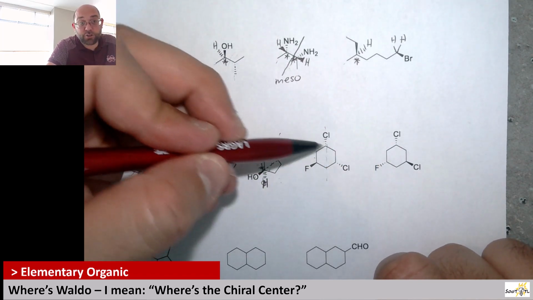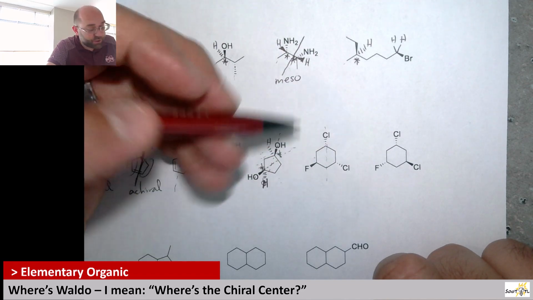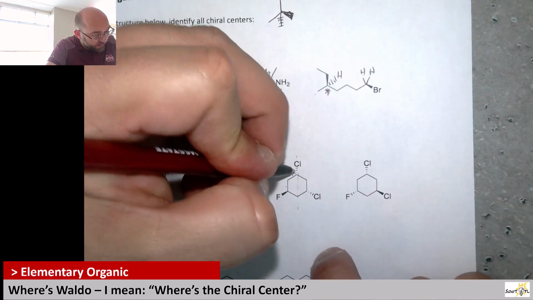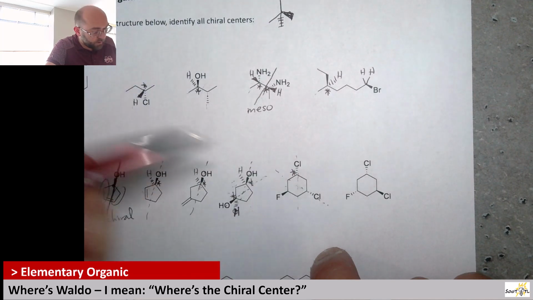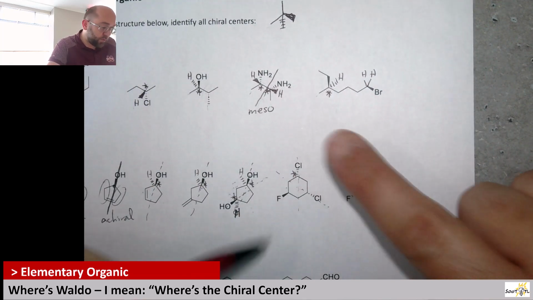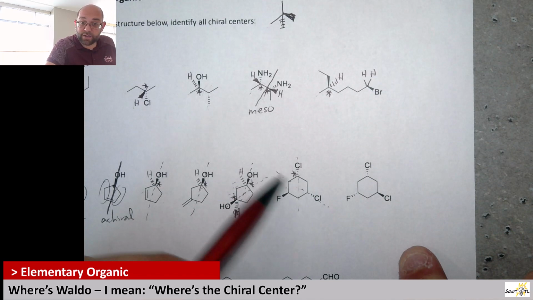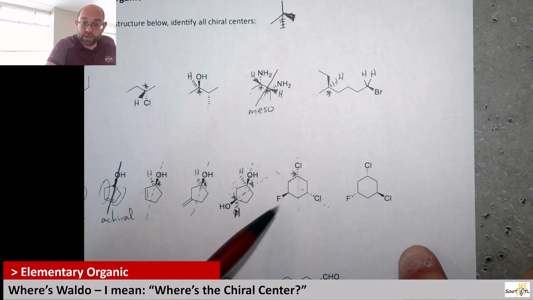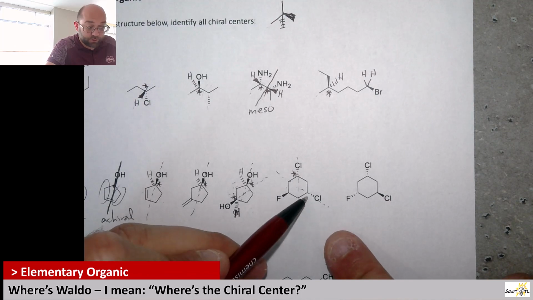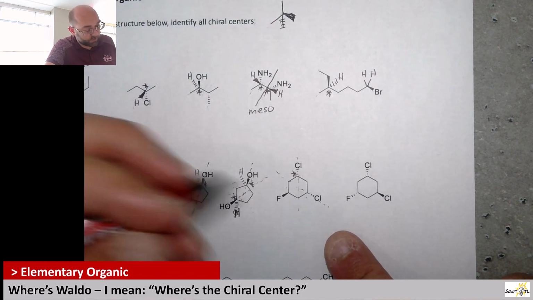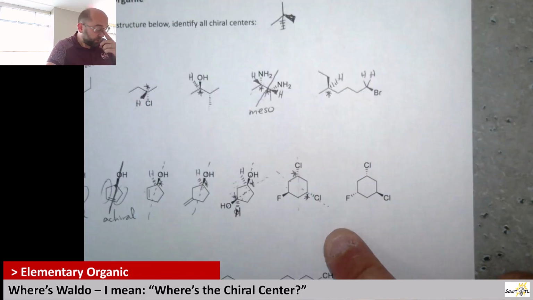So, and there's an understood hydrogen there that's wedged. So I would say, yes, that's a chiral center. And if I were to do the same thing to this one right here, going along that line, this side of the ring and that side of the ring are different, because it's a chlorine and it's a fluorine. And there's also an understood wedged hydrogen there as well. So that's a chiral center.